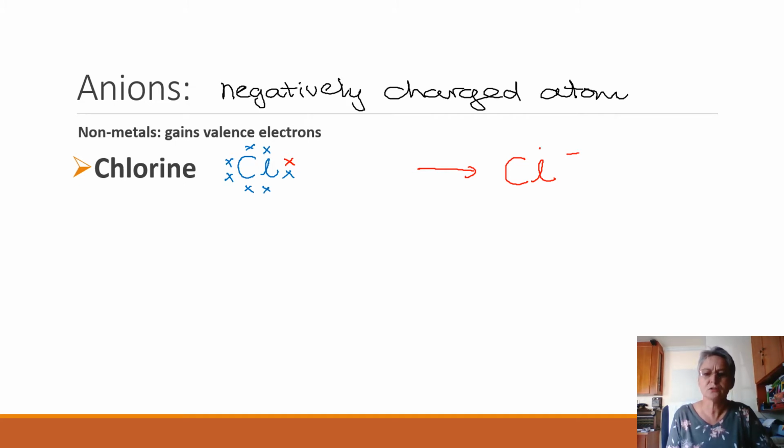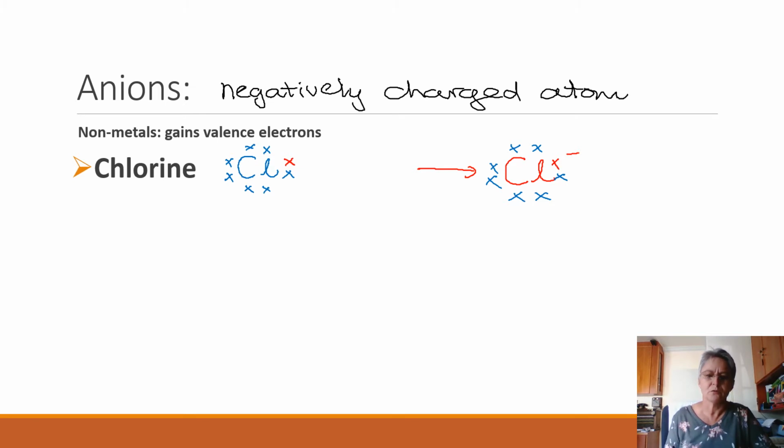Usually we don't show all these valence electrons. Let me do them in blue, the ones that were originally there. Then you can see where the difference is. The atom has gained an extra electron that makes it negatively charged.